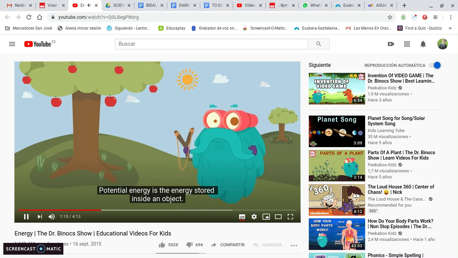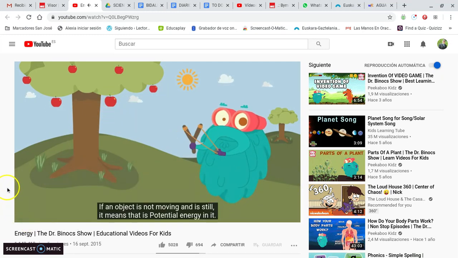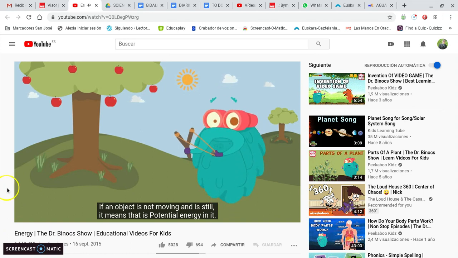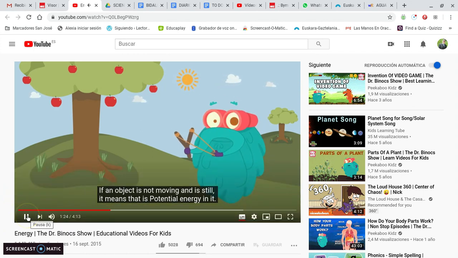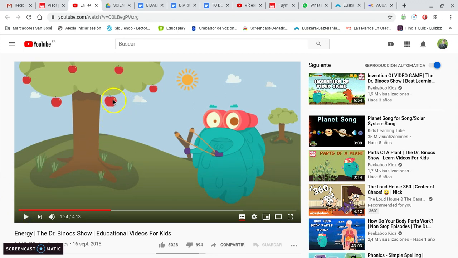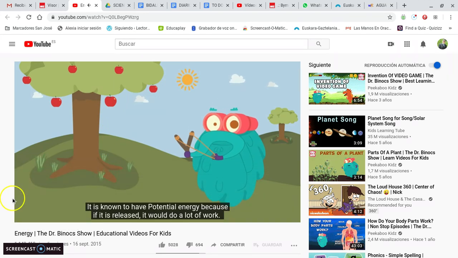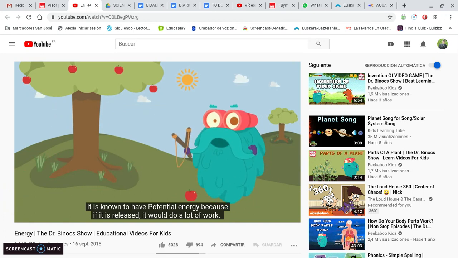Potential energy is the energy stored inside an object. This is what I commented before. The potential energy or chemical energy is inside the objects. If an object is not moving and is still, it means that it has potential energy in it. These apples that are hanging from the tree have potential energy. If we break this part, it falls down. It is known to have potential energy because if it is released, it would do a lot of work.